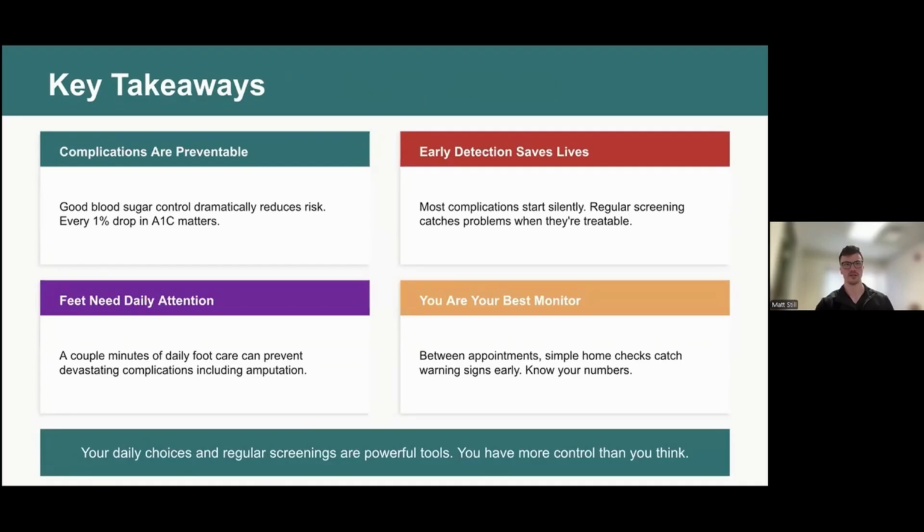So key takeaways, a lot of these complications, although scary, they are preventable. So making sure that we're as aggressive as possible with your blood sugar control, avoiding complications of high and low blood sugar at that same time as well. Making sure you stay on top of your screenings. Early detection definitely can save your life and your limb. Keep a close eye on your feet, and you are your best monitor and you know your body the best. So if you feel like you have a new symptom, you should feel empowered to reach out to your healthcare provider or physician to have a more in-depth discussion about that.